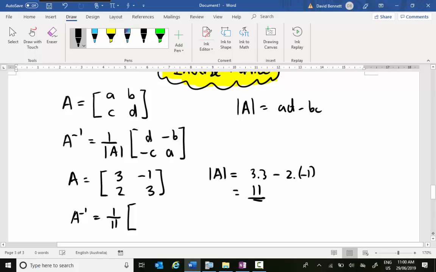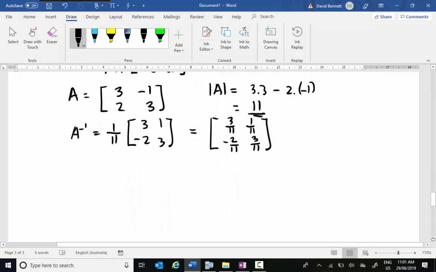Now change my diagonals. Well, they're both 3, so they stay the same. And I just change the sign. So that's -2, and that's going to become +1. Another way of writing that is 3 on 11, 1 on 11, minus 2 on 11, and 3 on 11. So that's an appropriate way of writing that.